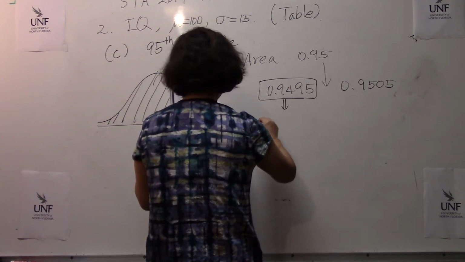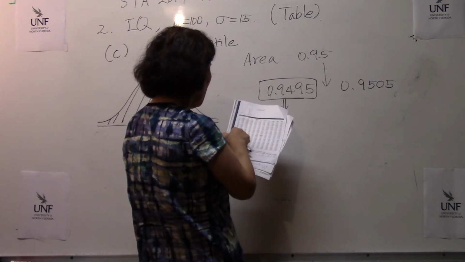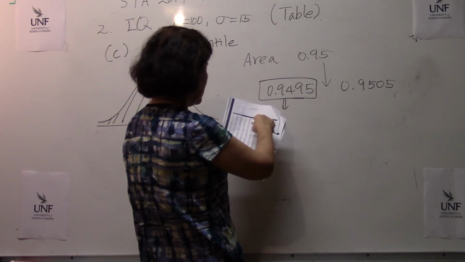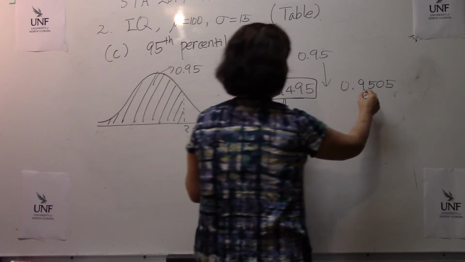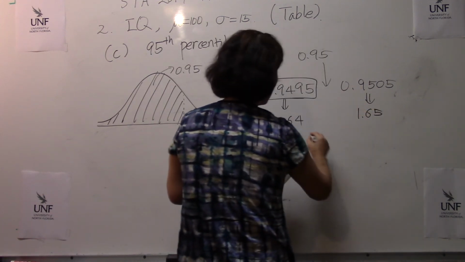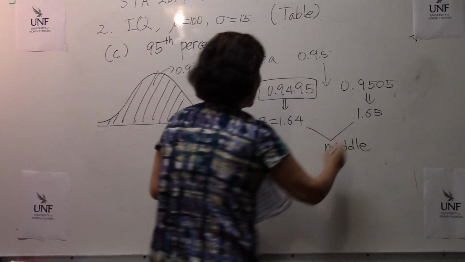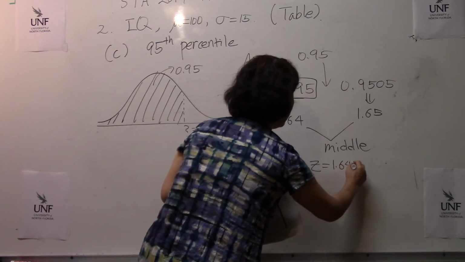What is the corresponding z-score? We are going to mix and match. 1.6 on the left and on the top 0.04. So z equals 1.64. When you go over here, this is going to be 1.65. So right in the middle, we are going to take z equals 1.645.